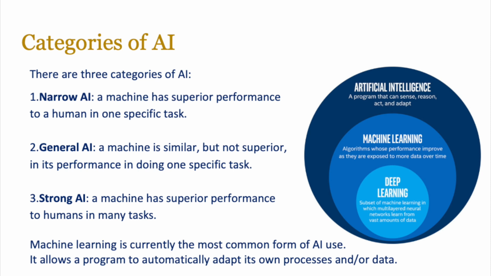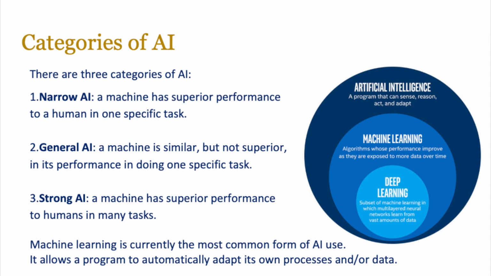A general AI is a machine which is similar but not superior in its performance in doing one specific task. So it could be things like data analysis and recognition that that's a face, that's a cat, that's a dog. So it's got similar performance to humans but not superior. Strong AI is the one that people are often scared of.